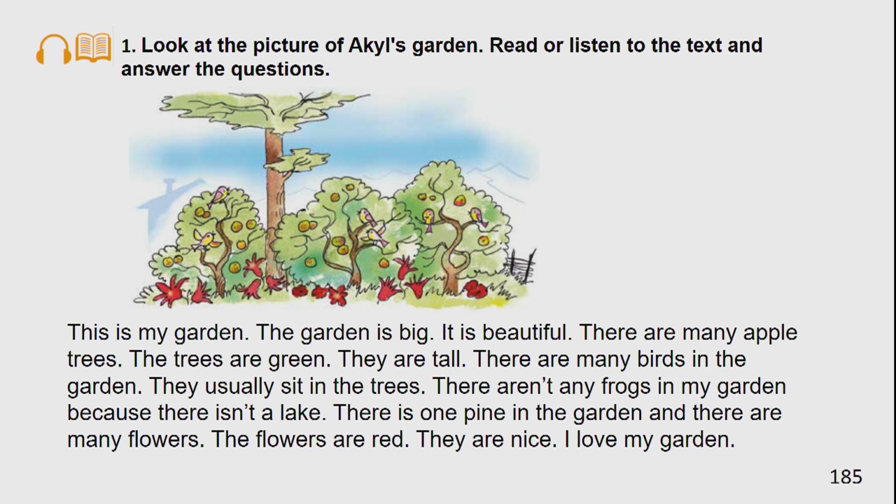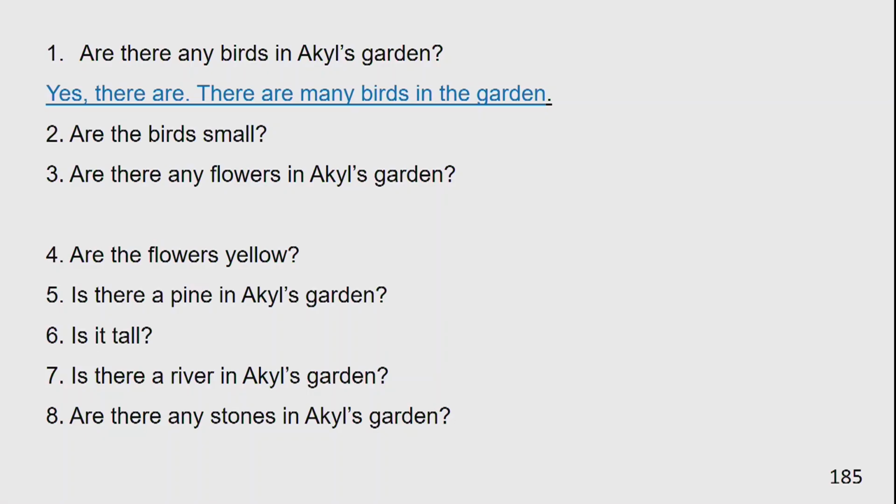Great. Now guys, read the text again and answer the questions under the text. For example, question 1. Are there any birds in the garden? The answer is yes, there are. There are many birds in the garden. Open your copybooks now and write the answers. Use short answers and then full answers, please.